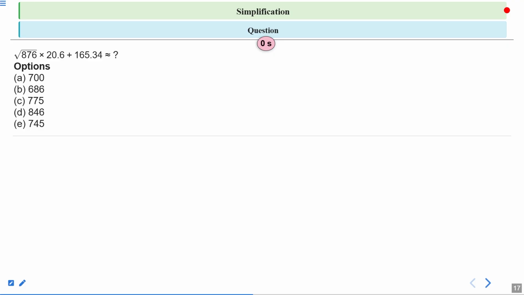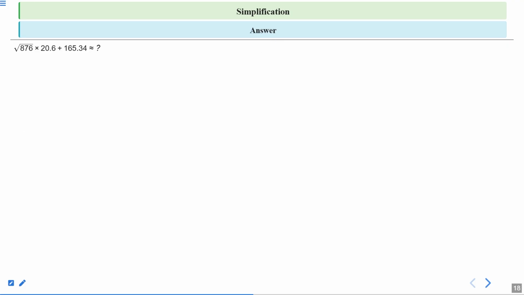Now time's up. Let's see the solution. So the question is square root of 876 multiplying by 20.6, then we add 165.34, and we need to get the value in approximation. The correct answer of this question is C, which is 775. Now see the detailed solution using concept 3.3 in this question.